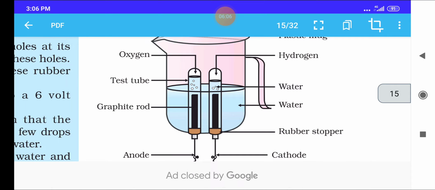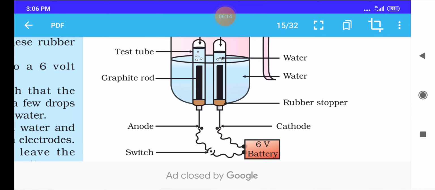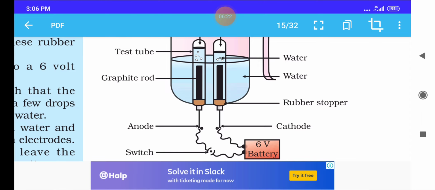What is electrolysis? When an electrical current is passed through water, the water breaks down into gases, hydrogen and oxygen. The anode is the negative terminal and the cathode is the positive terminal. Put a few drops of sulfuric acid to make the water more electrically conductive.